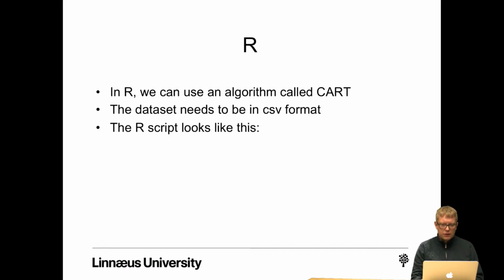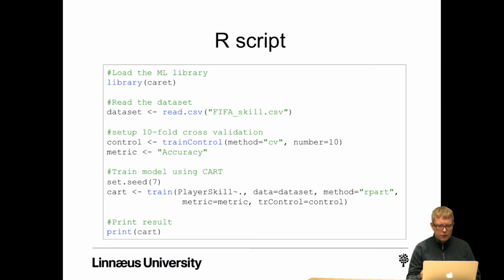We can also use decision trees in R. In R we use an algorithm called CART, and in R the dataset needs to be in CSV format, comma-separated values. The ARFF format is mostly used by Weka. I haven't seen any other library that actually uses it. And the R script looks like this. First we need to load the machine learning library, which we call library, and caret is the name of the library. Second, we read the dataset. The dataset is a variable called dataset, and we use the read.csv function for reading it, and we specify the file name.